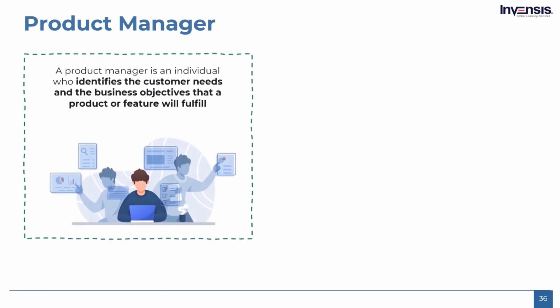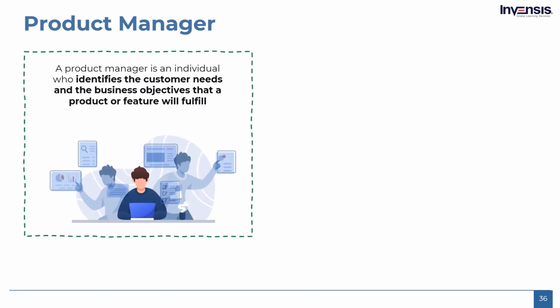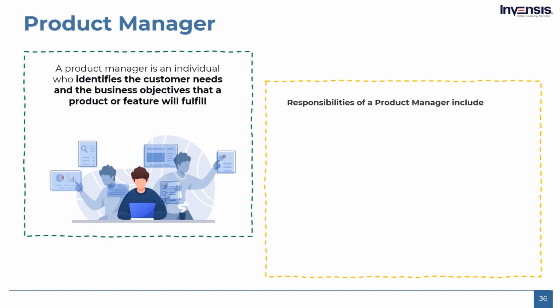A product manager is an individual who identifies the customer needs and the business objectives that a product or feature will fulfill. He will have an understanding of what success looks like for a product, and rallies a team to turn that vision into a reality. The responsibilities of a product manager are more high level compared to that of a project manager. This means setting a product vision, coming up with an awesome product strategy, and developing a roadmap that meets user needs and company goals.